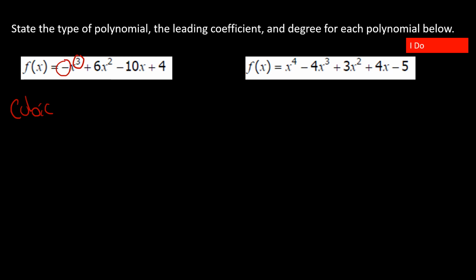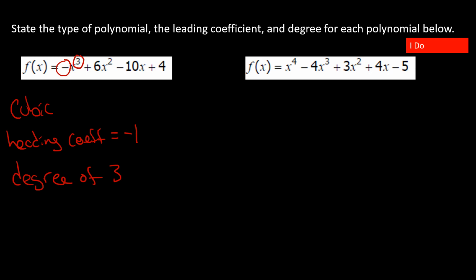The leading coefficient is the first coefficient that we see here. We have a negative 1. So our leading coefficient is equal to a negative 1. And our degree is a 3. It's the largest exponential value. So degree of 3.